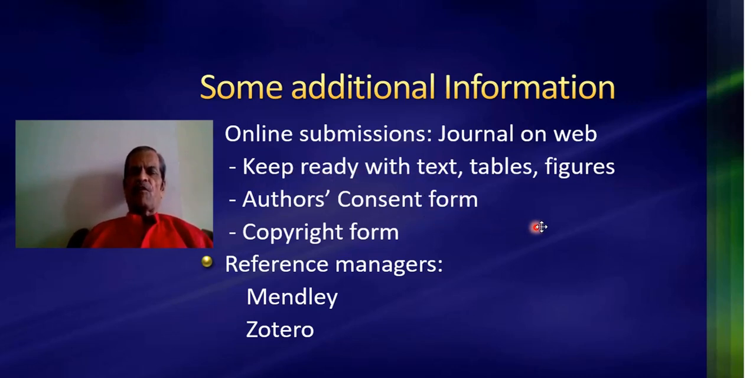The author's consent form is also given by the journals. You should download that, and obtain the signature of all authors on the consent form. The copyright form is also given. You are required to obtain the signature of all authors on the copyright form also. And you should keep this form ready. You can take a photograph of the consent form. You can take the photograph of this copyright form, and you can upload them. So that is about the online submission of the journal article.